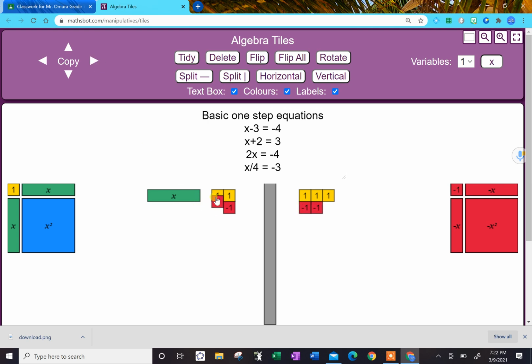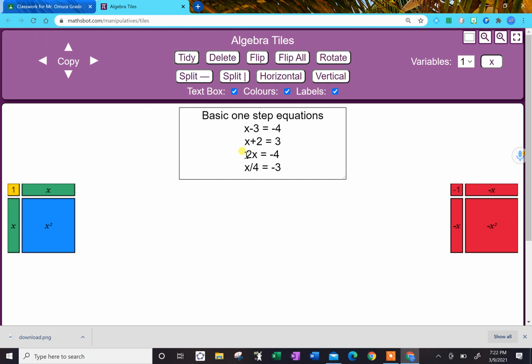Now, positive and negative equals 0. And I have x equals 1. And that makes sense because if x is 1, I'd have 1 plus 2, which equals 3. Now, the next one is 2x equals negative 4. So I'm going to start with 2 x's. And now I have 4 negatives, 1, 2, 3, 4.